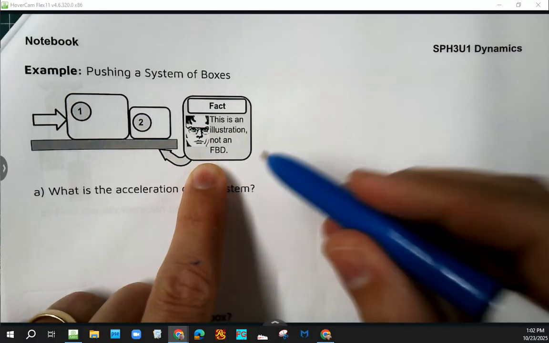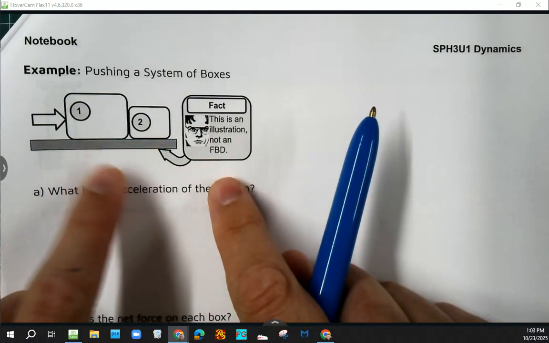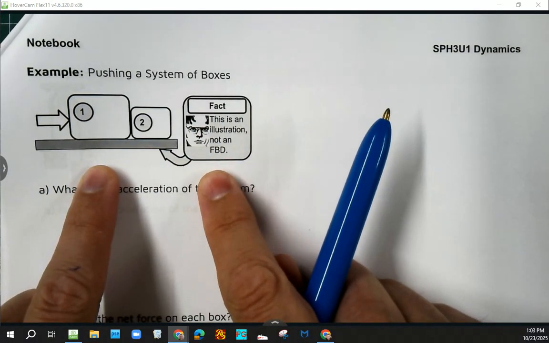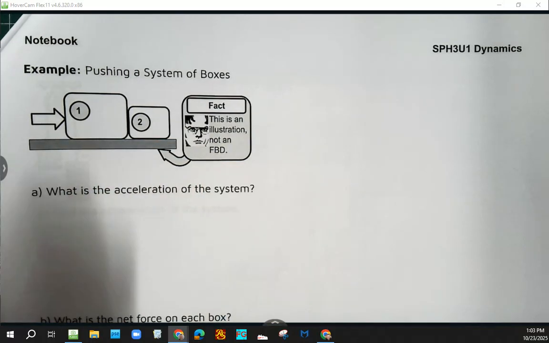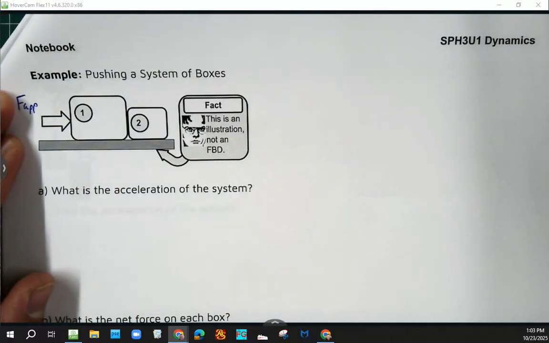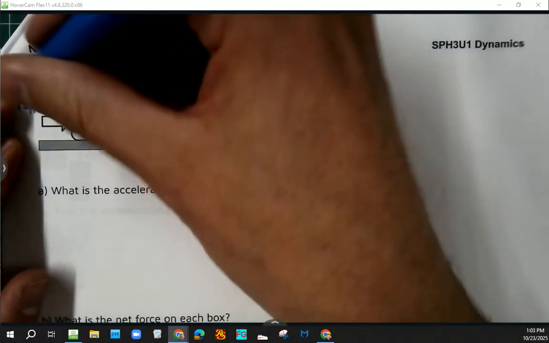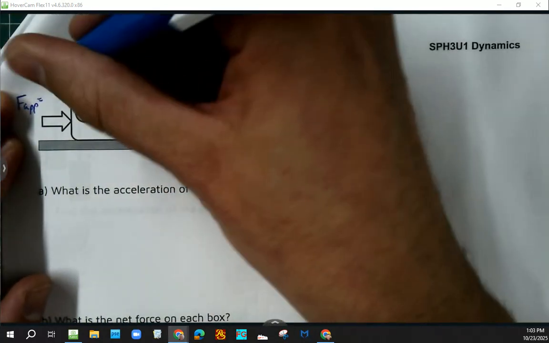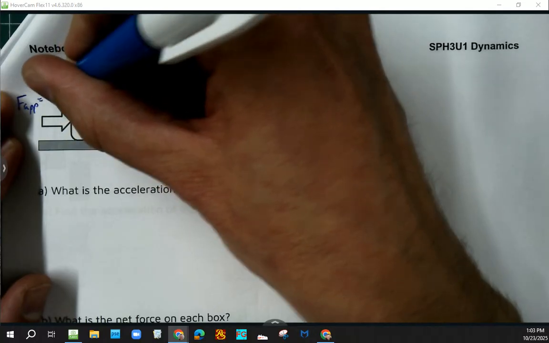Anyway, this is not a free body diagram. This is an illustration, okay? An illustration is not a free body diagram. But let's add in some more information to this illustration. I want to say that there's an applied force. I'm not drawing the person this time, but somebody, something is applying an 18 Newton force to this system.